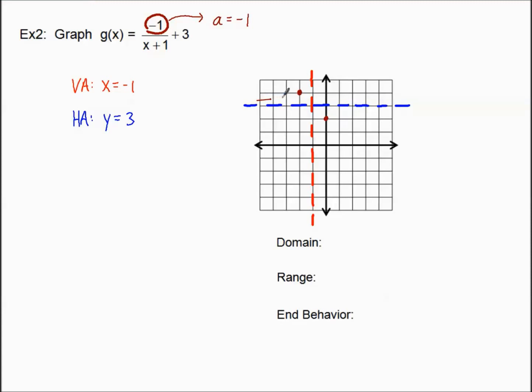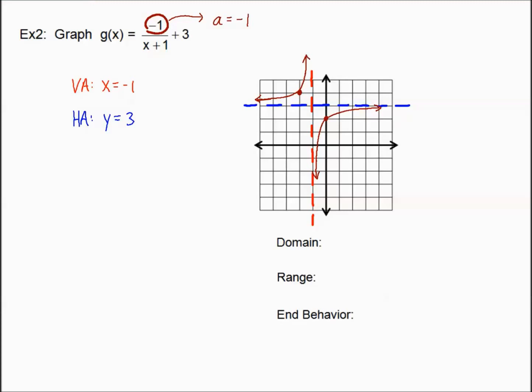Just make a nice smooth curve. Again, approach your asymptotes, but don't touch them and don't curve away from them. There we go. I'm okay with the arrowhead touching it, that's fine. Now, I have experience graphing these things, so I knew that.